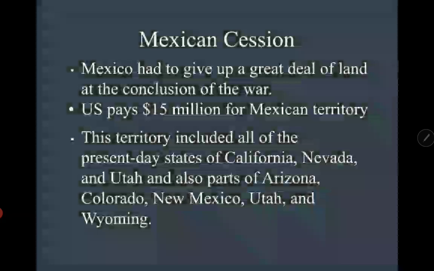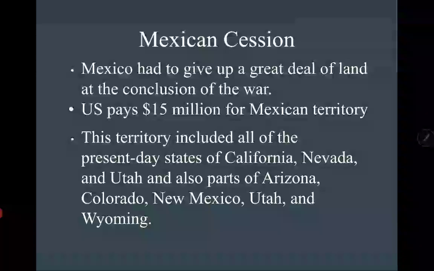What we want is what we see as the uninhabited parts of Mexico. We don't want to take over Mexico City because there's a lot of people there, but what we want are these northern territories, California, Nevada. We want to have those ports. We want to go from sea to shining sea. But Mexico had to give up almost half the size of their nation. The U.S. is going to pay them for it, but this is a huge amount of land which we gain.